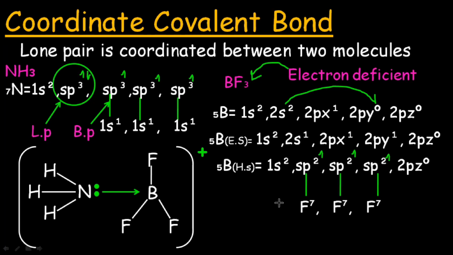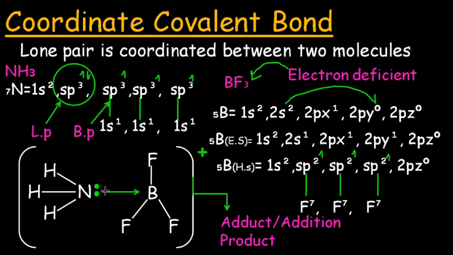Coordinate covalent bond results in an adduct or addition product. As the lone pairs are added into the pz orbital of boron in BF3, this whole product is regarded as an adduct or addition product. This is all about the coordinate covalent bond.